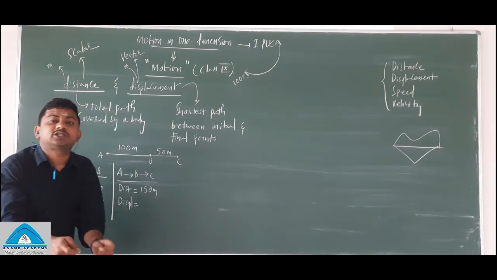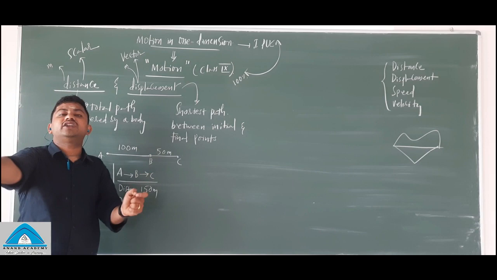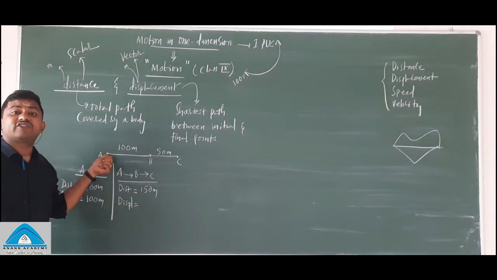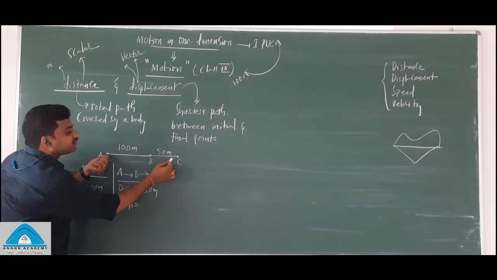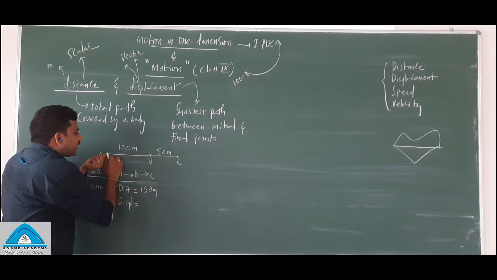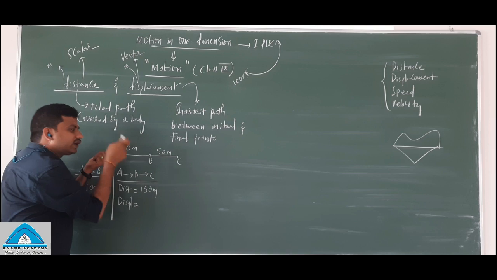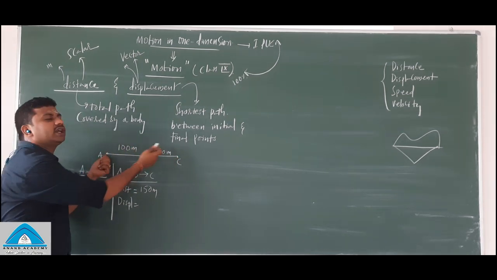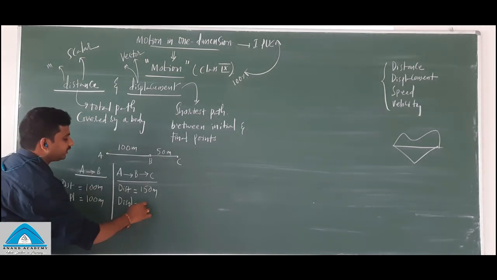And displacement is the shortest path between the initial point and the final point. Where is the initial point here? This is the initial point. And where is the final point here? This point C is the final point. The shortest path means drawing a straight line. Already there is a straight line. What is the path length of the straight line? 100 plus 50, it is 150 again here.